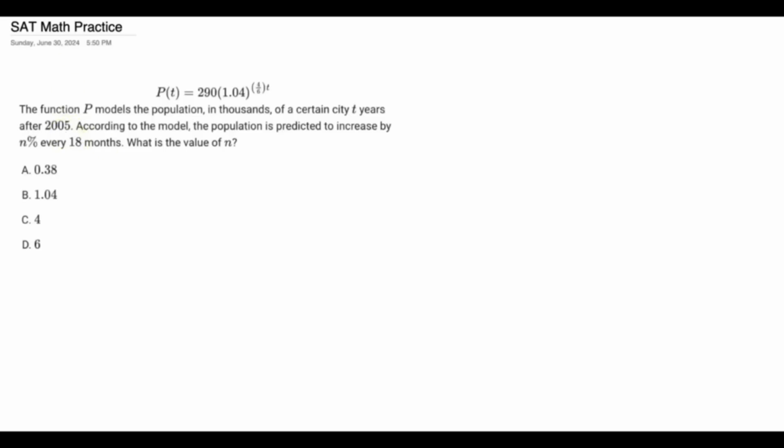All right, so first off, we want to know how much it increases every 18 months, but in our equation, t is represented by years, and so we want to convert this 18 months to years. So 18 months is just 1.5 years, right? And so now what we can do is just plug 1.5 into our equation. And it's actually funny because 2/3 times 1.5 gives us 1, right? So in reality, when we raise the 1.04 to a power of something, we're raising it to a power of 1. And so this is all nice and clean when we're doing this calculation.